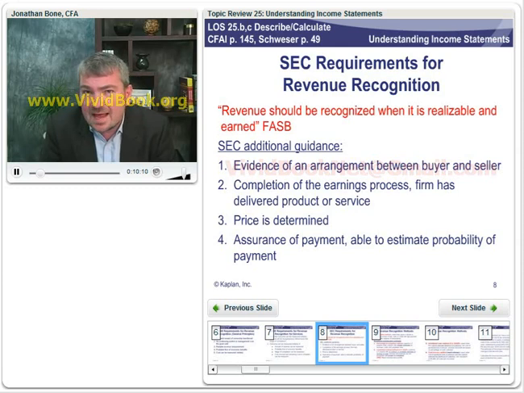First of all, there's an evidence of an arrangement between the buyer and the seller. It could be a sales contract, it could be an invoice, it could be a shipping note indicating the goods have been shipped. Also, notice there should be completion of the earnings process, i.e. the firm has actually shipped the goods or completed the service. The price is determined, so we know what the price is, we can put a dollar value. And then the final one, of course, is the customer is likely to pay, so we've got assurance of payment.